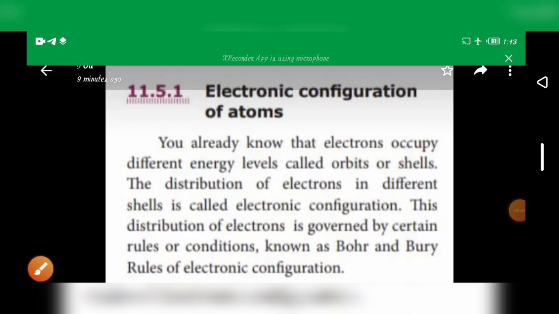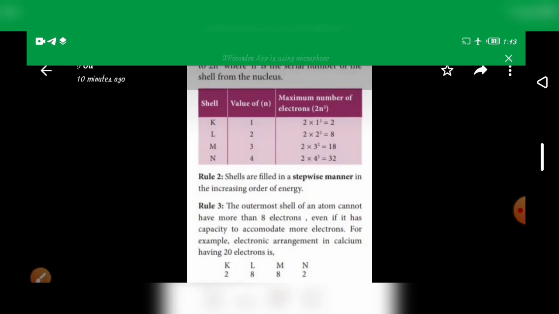We have to see the electronic configuration of an atom. Already we saw in Bohr's model energy levels and orbits. The electron distribution path is known as energy levels or orbits. So the distribution of electrons in different cells is called electronic configuration. This distribution of electrons is governed by certain rules known as Bohr-Bury rules of electronic configuration.